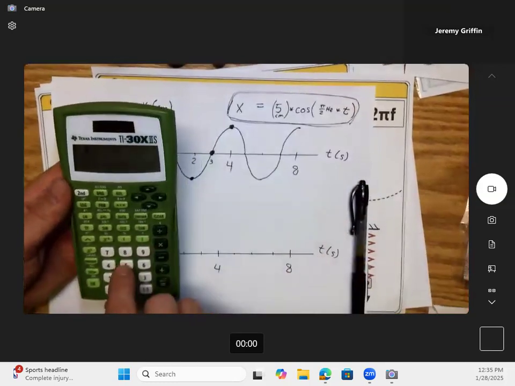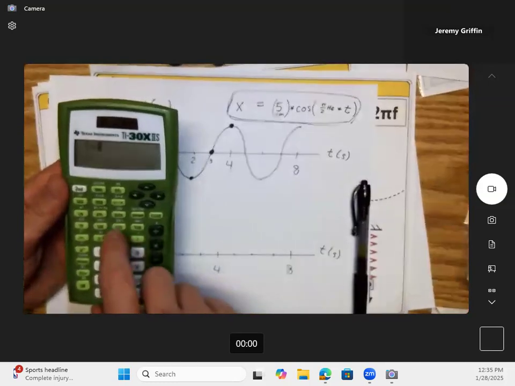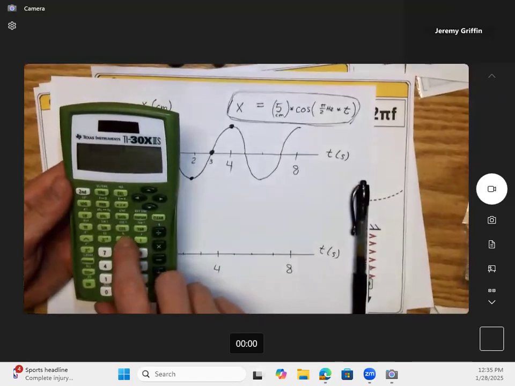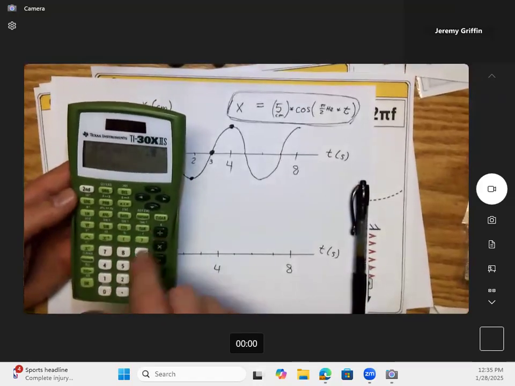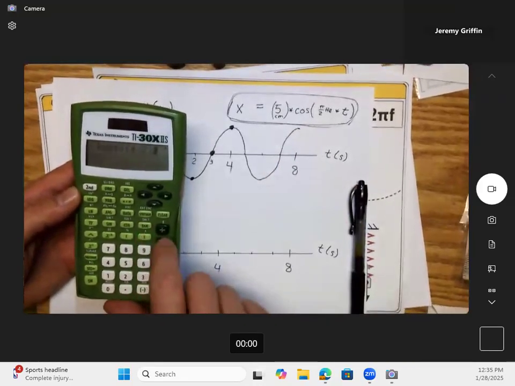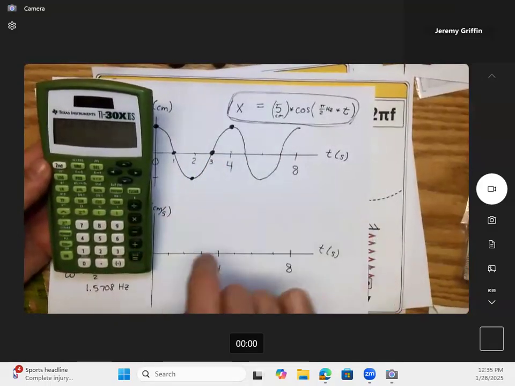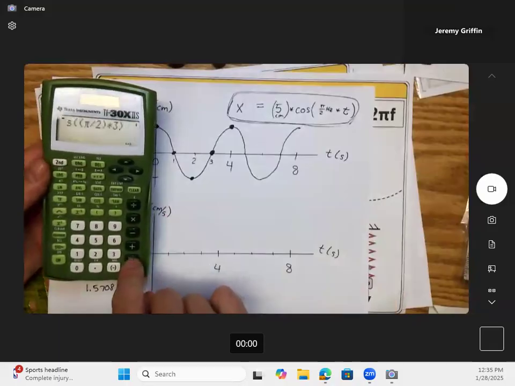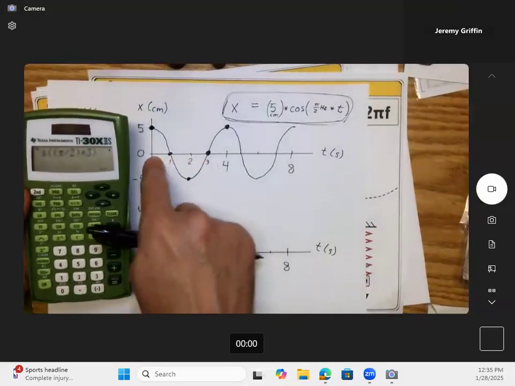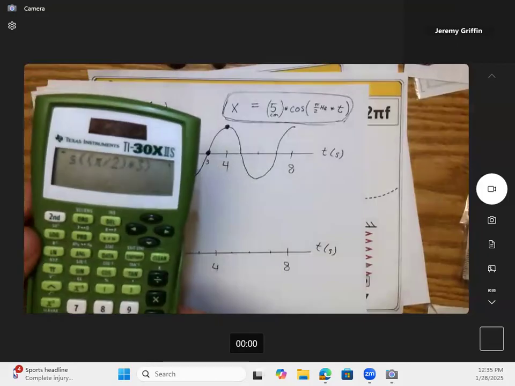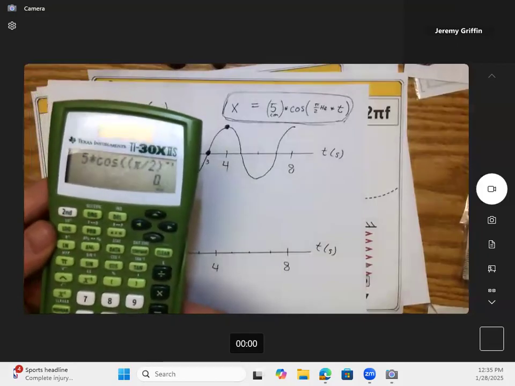Let's see if it does. So 5 for 5 centimeters times cosine of pi over 2, my angular frequency in hertz, multiplied by, let's plug in 3 seconds right here. And when I hit enter, what should I get for 3 seconds? Should get 0. Let's see if this is 0. Hey, it's 0.